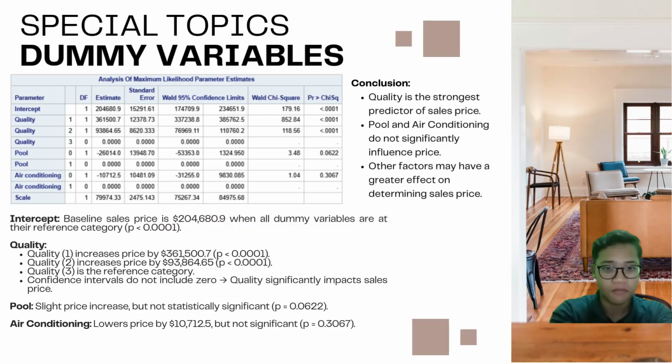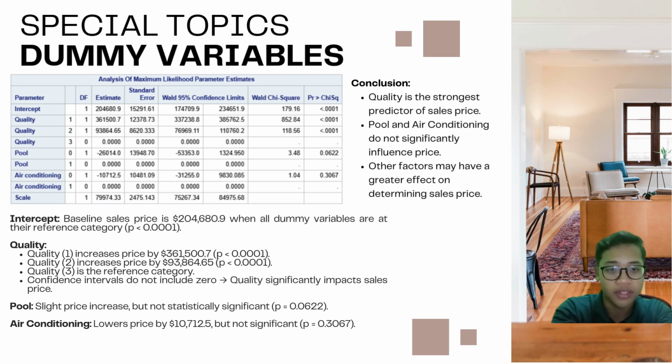Okay, for the special topics, we chose dummy variables. As we can see in the table, the intercept, which is our sales price baseline, is almost $200K when all dummy variables are at their reference category. Reference category here means all the dummy variables are at zero. Okay, for the quality, we have 1 to 3, where 1 indicates high quality, 2 is medium quality, and 3 is low quality.